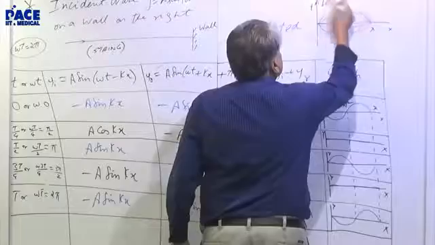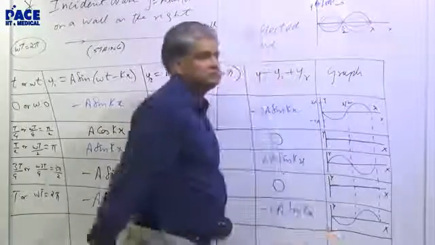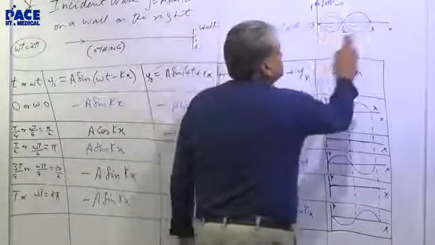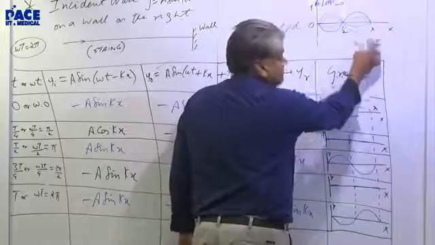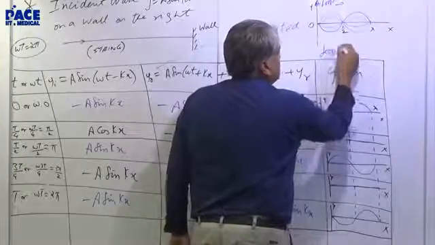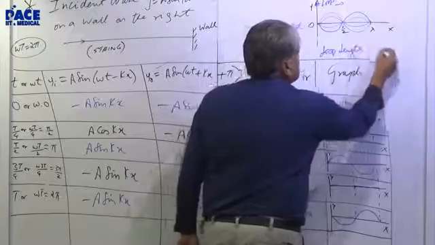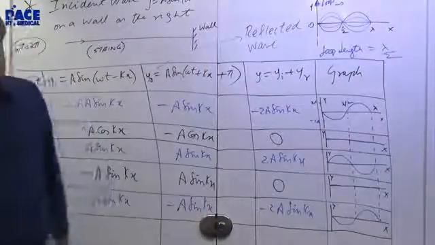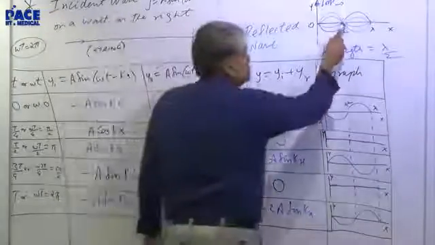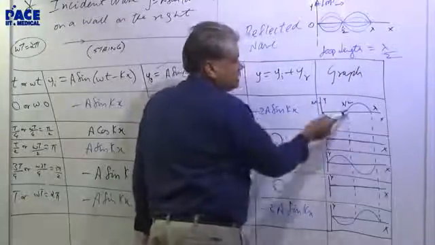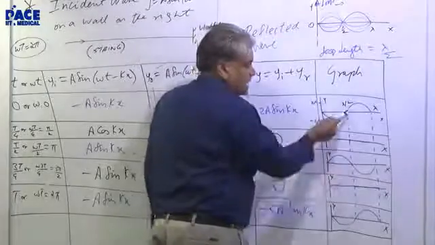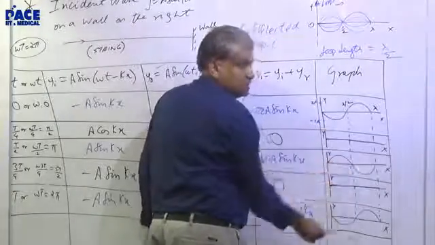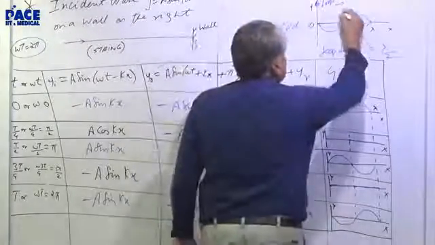What is the loop length? Lambda by 2. Can you see that? The loop length is lambda by 2. And in this case, there are points which are not moving at all. See, ये point है, moving नहीं करता है. At all times, it is stationary. Such points which do not move at all are called nodes.